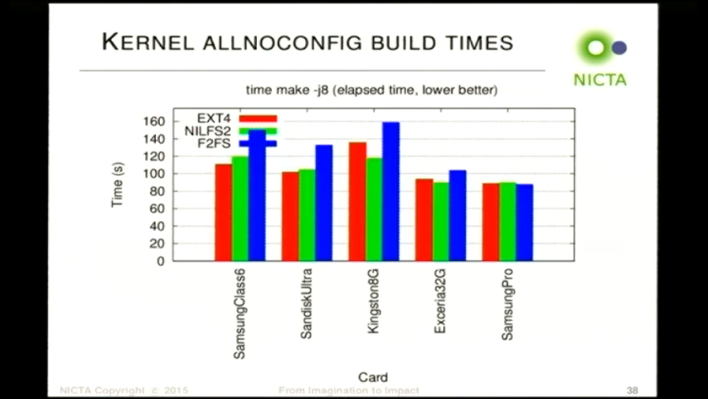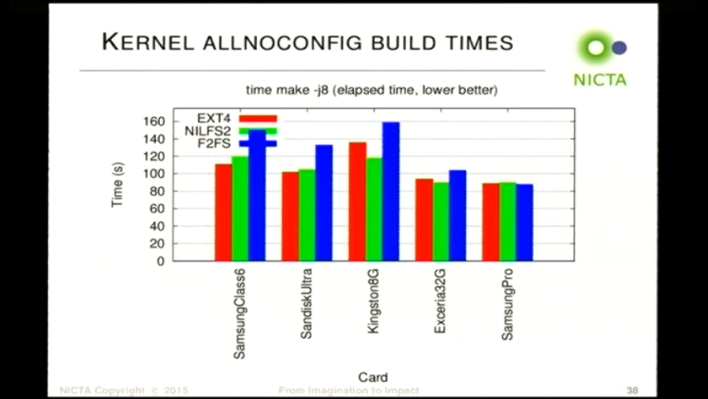And what we see is that EXT4, apart from that stupid Kingston card, performs at least as well as the others and slightly better than most. Turns out that when you do a make -j8, there's one thing it does at the beginning that's single process. It calls git to get the hash of the current head of tree. And that actually takes quite a long time. And it seems that whatever access pattern git does seems to work really well on the EXT4 and really poorly on the other file systems. And I haven't managed to investigate that much yet.